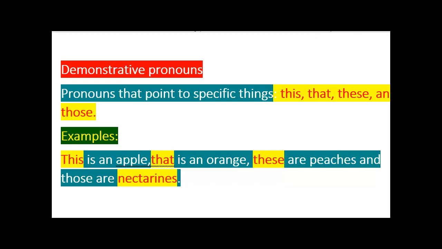Demonstrative pronouns, like this, that, these, and those. For example, this is an apple, that is an orange, and these are peaches, and those are nectarines. Very simple. Demonstrative pronouns. Moving on.